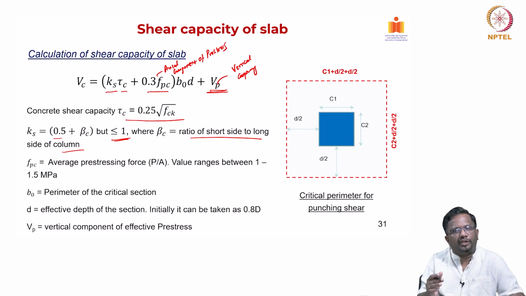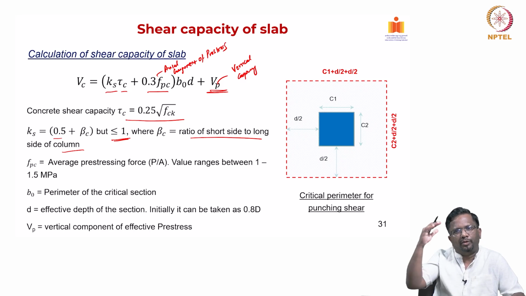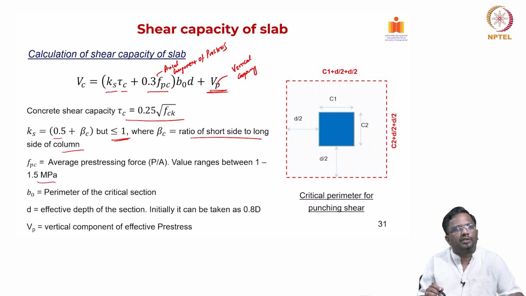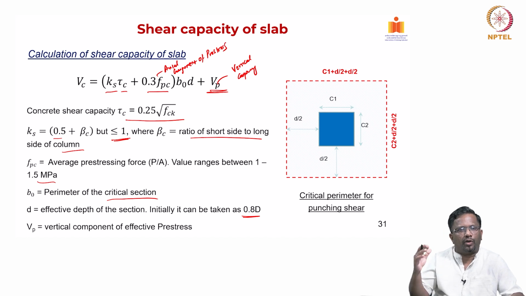and average pre-stressing force in a PT slab, you know that we have discussed in the last module as well. Minimum is 0.85, optimum ranges from 1 to 2 megapascal. So the average pre-stressing force is going to be between 1 to 1.5 megapascal, and B naught is the perimeter of the critical section, and D is your effective depth, and for initial checks you can take it as 0.8 times the overall depth, and VP is the vertical component of pre-stress that I think we will discuss how do we get that.